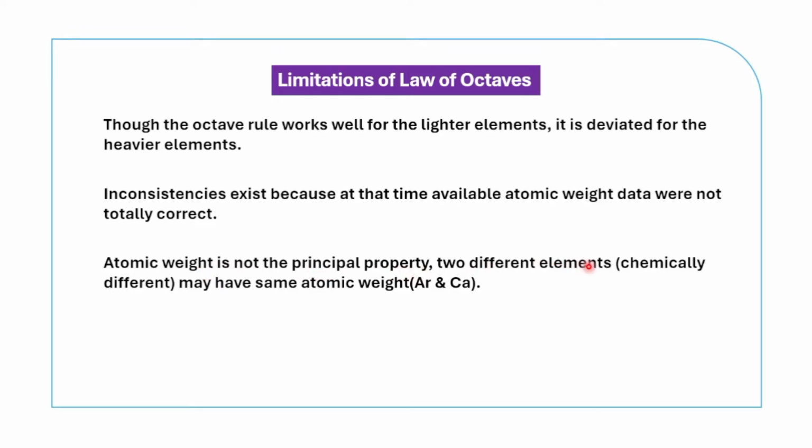Two different elements, which are different atoms, may have the same atomic weight. For example, argon and calcium. They have the same atomic weight, but they have different atomic numbers. So just make sure to remember that atomic weight is not the inherent property of an atom. Atomic number is the one which is the inherent property of an atom.